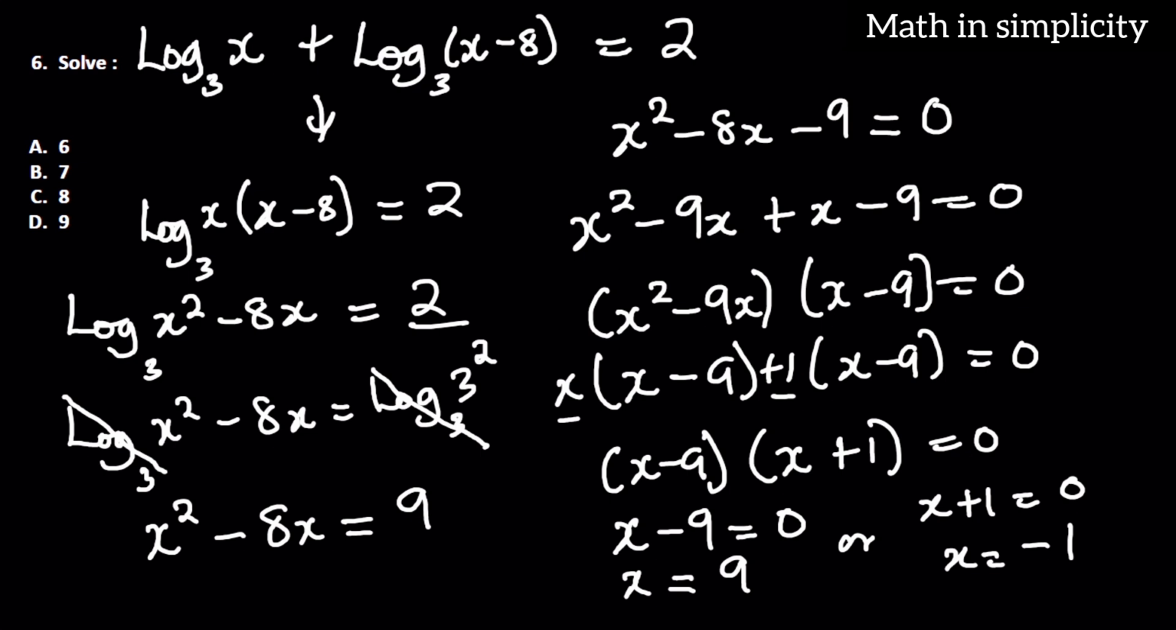So we have two values of x. However, we are going to stick with the positive value of x, which is 9. So x is equal to 9. And from the options, we have option D as the correct answer. So that's how to simplify this problem.